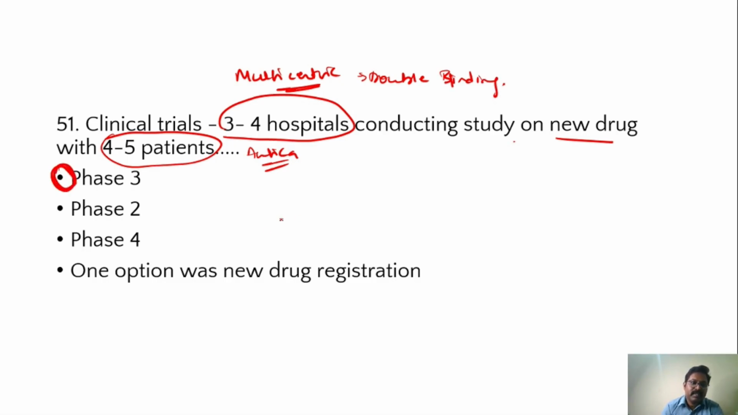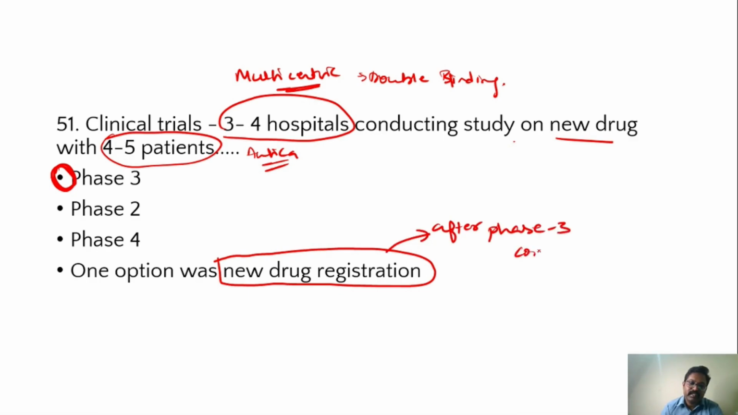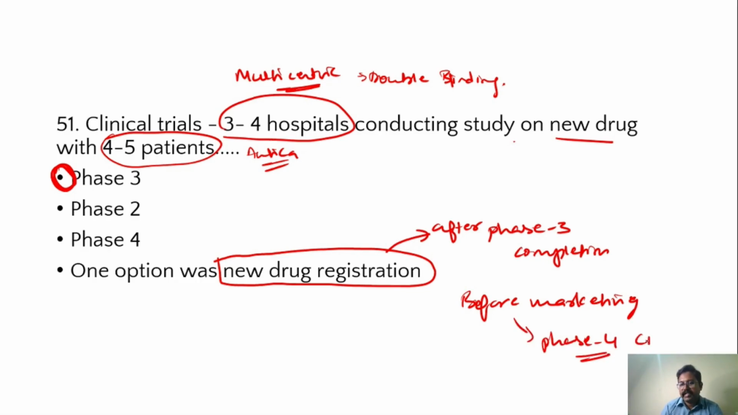phase 3. And again there was one more question with respect to new drug registration. Usually new drug registration will be done after phase 3 completion, but before marketing. That means before phase 4 clinical trial, that is post-marketing surveillance.